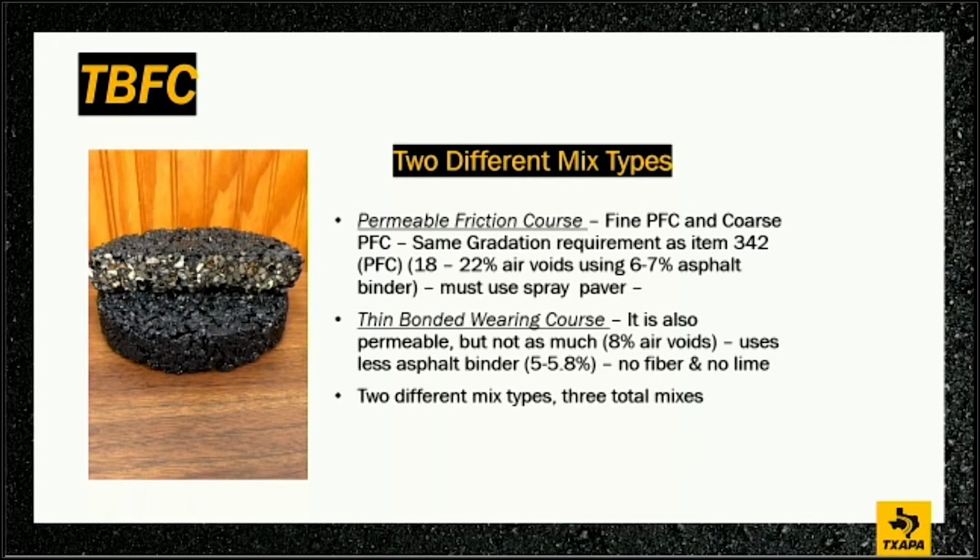And then we have one called a thin bonded wearing course. It is also permeable, but not as much. It only has like 8% air voids. And we're using less binder, and we have no fiber or no lime. In other words, we're not using any kind of admix. So there's 2 different types of mixes, but 3 total mixes. We're trying to improve the friction characteristics of the roadway, but not spend a lot of money really structurally beefing it up. That is correct.